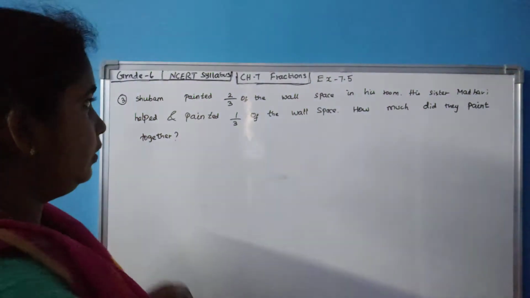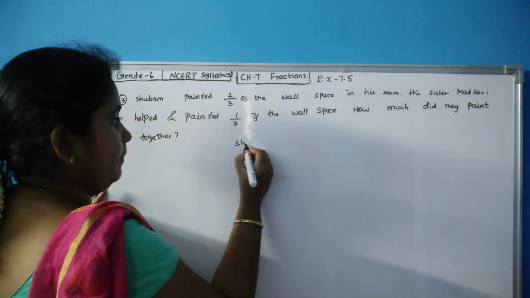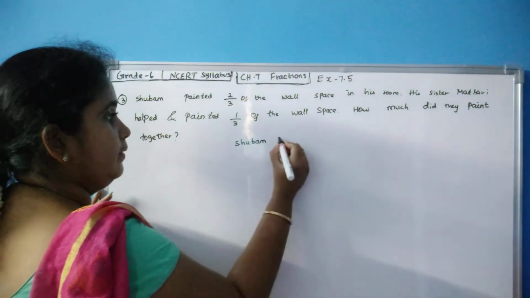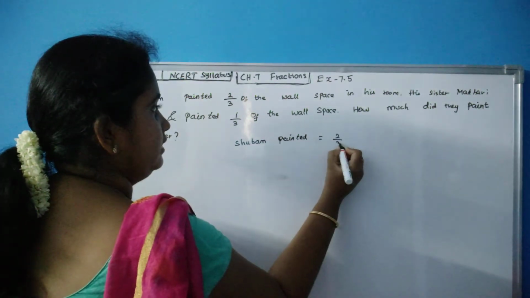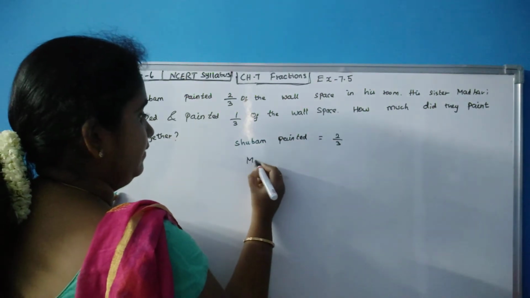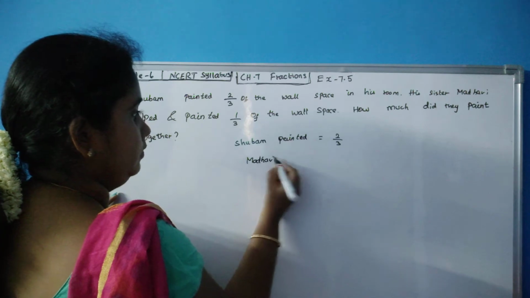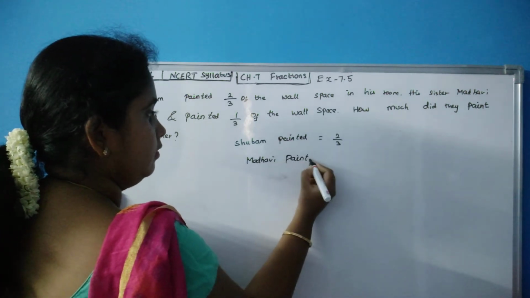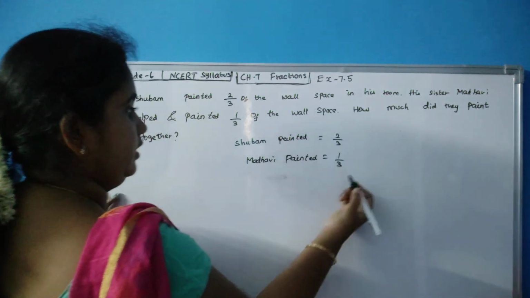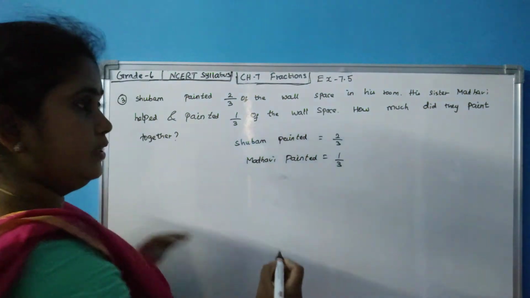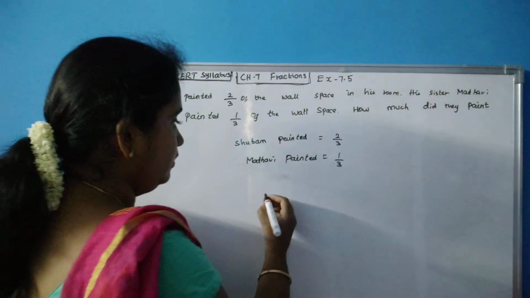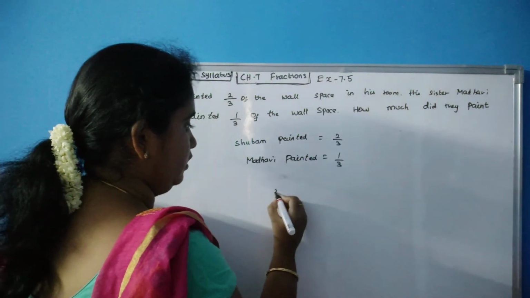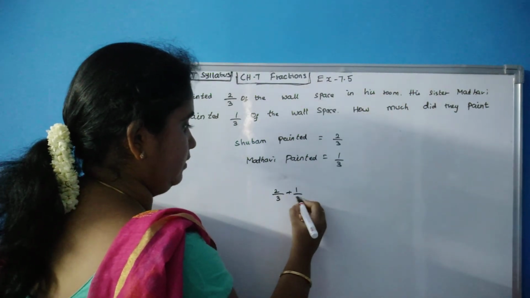Let's take how much Shubham painted. Shubham painted 2 by 3, and Madhavi painted 1 by 3. Now we are going to add this together because they asked all together. All together means you have to add. So Shubham plus Madhavi.